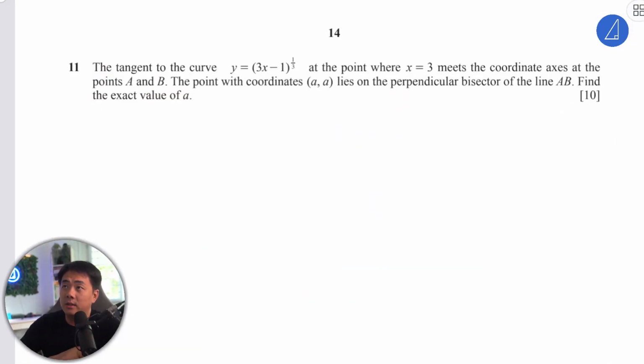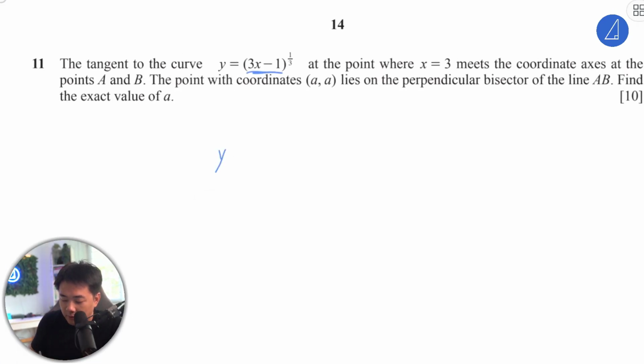So let's look at this question. The tangent to this curve here, y equals the cubic root of 3x minus y. Even if we're not sure how this graph looks, we can just draw a random curve.